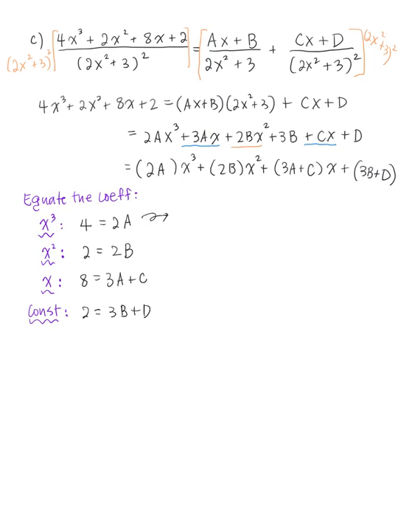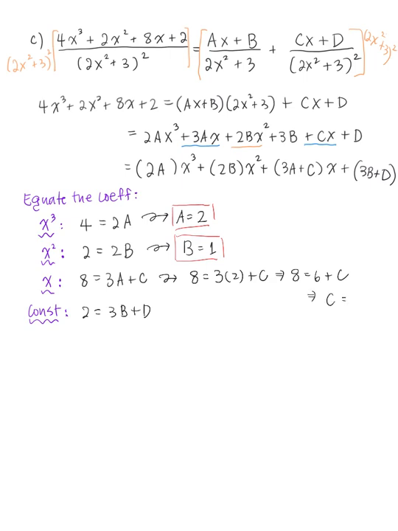If I divide 4 equals 2a by 2, then we see that a is going to be 2. Boom, that's nice. Now let's take a look at 2 equals 2b. Dividing by 2, we can say that b is going to be 1. Now to get c, since we know the value of a already, we can solve for c. So we have 8 equals 3 times 2 plus c, which means 8 equals 6 plus c. So c is going to be 2.